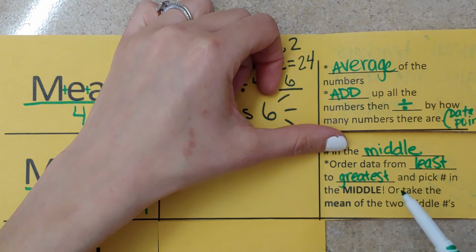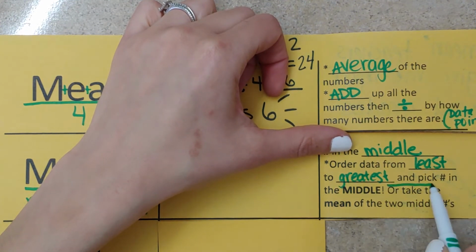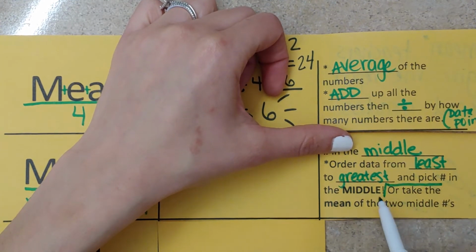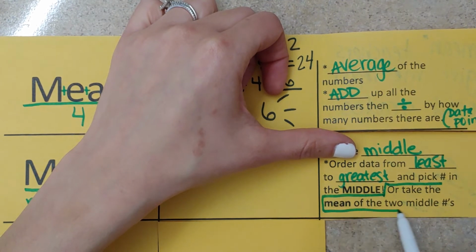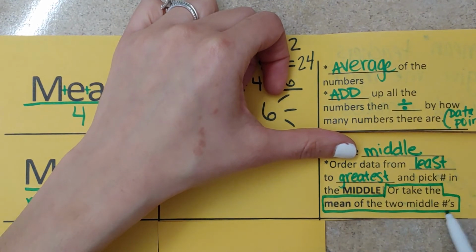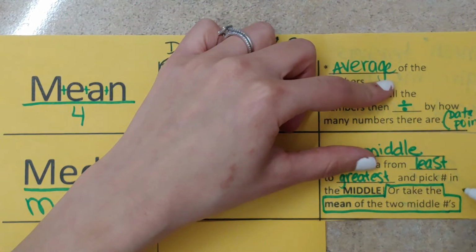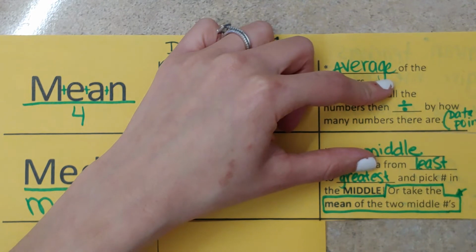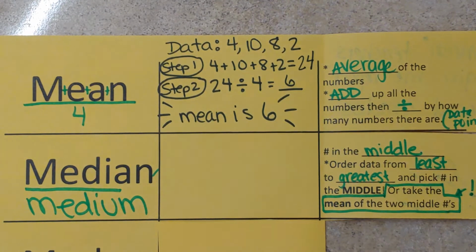Now, this is what we do if we have an odd number and only one number in the middle, but life isn't perfect, so we need our plan B. What to do if there are two numbers in the middle, which is to take the mean of the two middle numbers. So I am going to put a couple of exclamation points there so we just remember that.